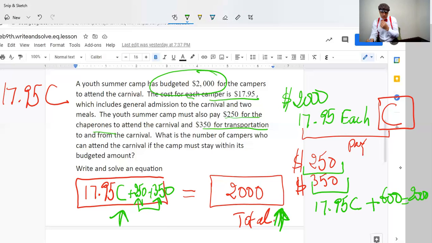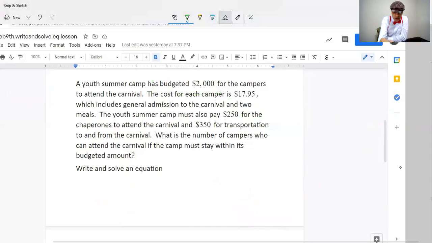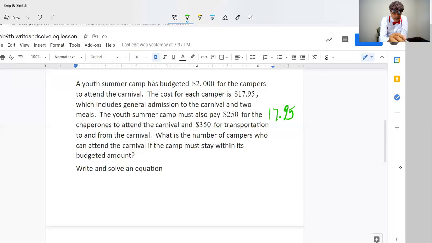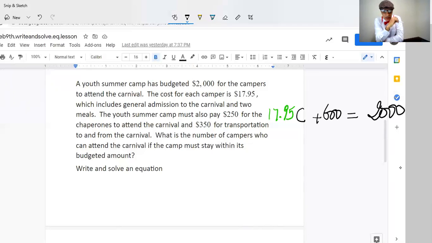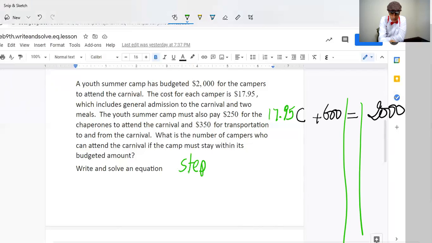So let's see how many campers can go on the trip. We got the equation. We just have to solve it now, okay? So the equation is 17.95C plus 600. We want to see how many people can go on the trip based on that $2,000 that the school has. So let's solve this equation. Again, it's a 2-step equation. Step 1, we get rid of that plus 600. We got to get rid of it. Step 2, we got to get rid of that times 17.95, that multiplication by 17.95.